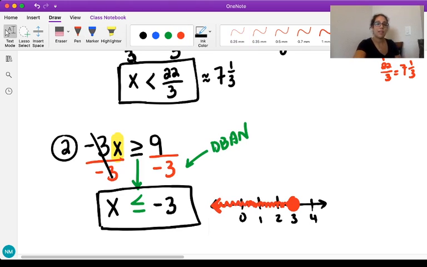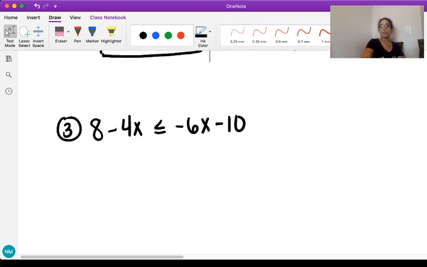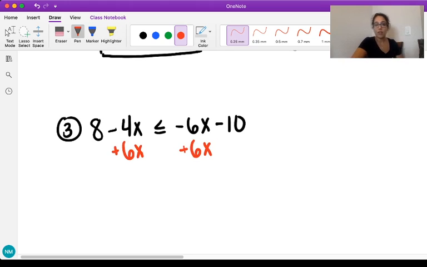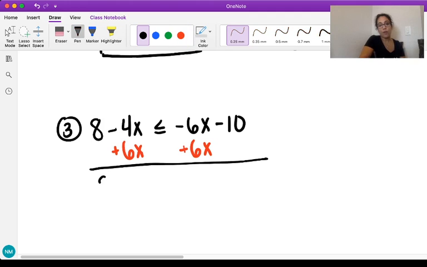All right, and last but not least, let's do this. What happens when there are variables on both sides? Same concept. You want to bring all of the variables to one side and all of the constants to the other side. My recommendation is always get the x to the left. So I'm going to do my x's first. I added 6x to both sides. So I get negative 4 plus 6, which is plus 2x, is less than or equal to negative 10.